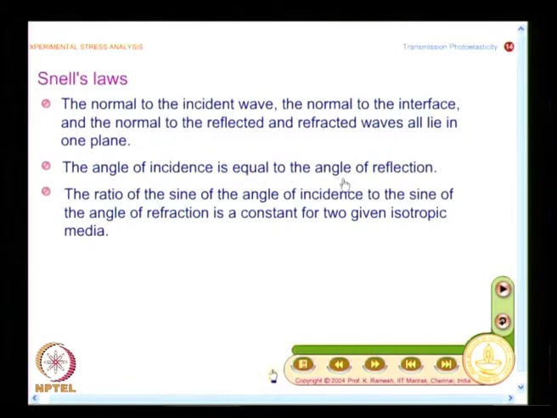So, angle i equal to capital R, that is a symbol that we have used. Then the ratio of the sine of the angle of incidence to the sine of the angle of refraction is a constant, and it depends on the given isotropic media. So, you have only a relative refractive index. If you want to go to absolute refractive index, one medium should be vacuum.